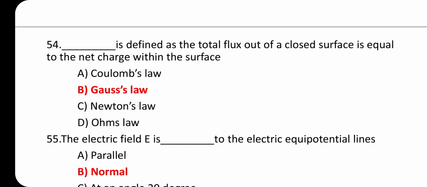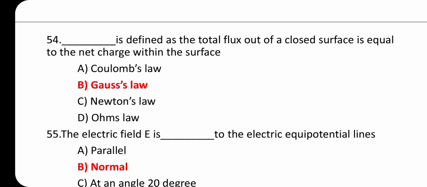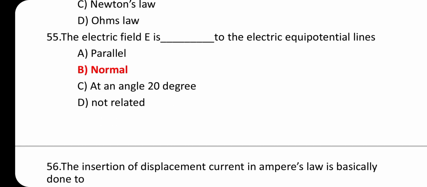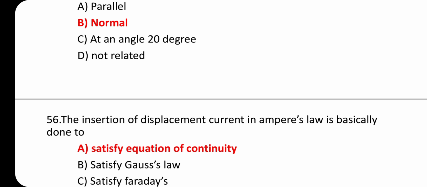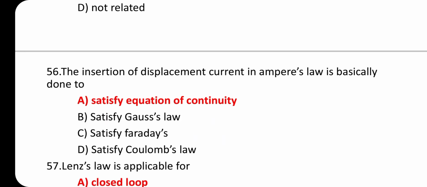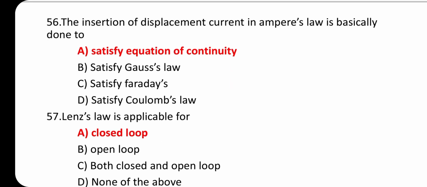54, dash is defined as the total flux out of closed surface is equal to the net charge within the surface. Option B, Gauss's law. The electric field E is dash to the electric equipotential lines, normal. Option B is the answer.